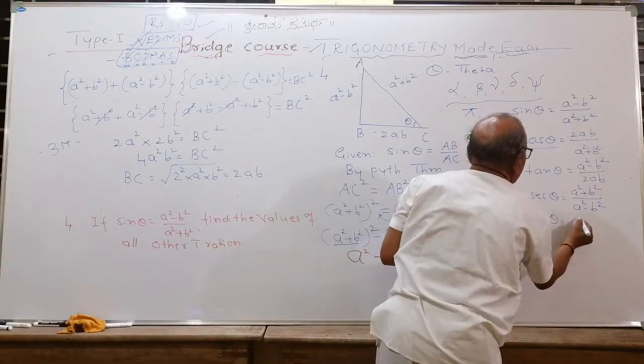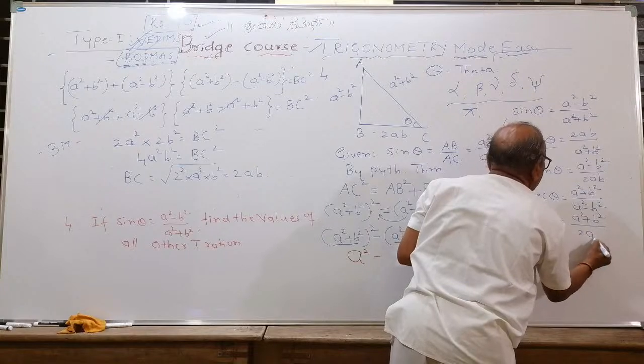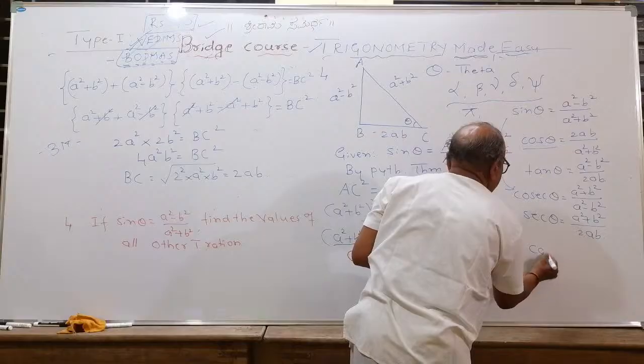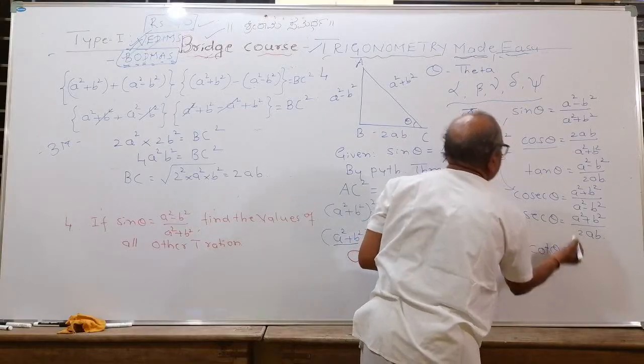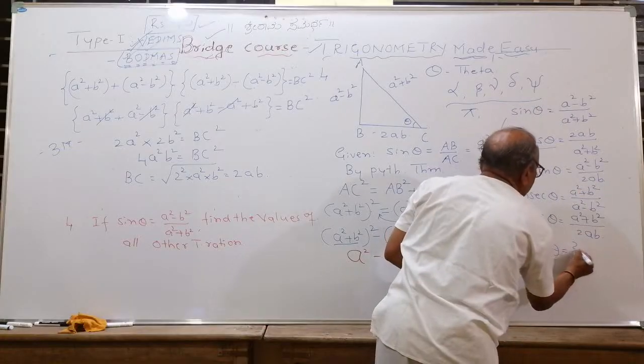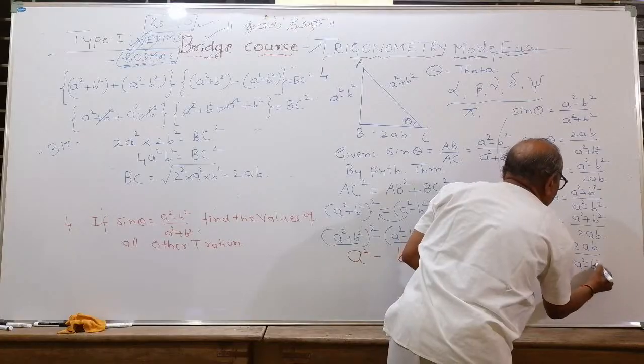What is it? Reciprocal. You will get A square plus B square upon 2AB. Get it? What is the reciprocal of tan theta? Reciprocal of tan theta is cot theta. Take the reciprocal: denominator becomes numerator, numerator becomes denominator. You will get 2AB upon A square minus B square.